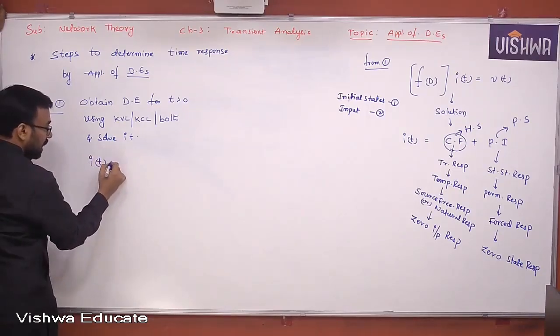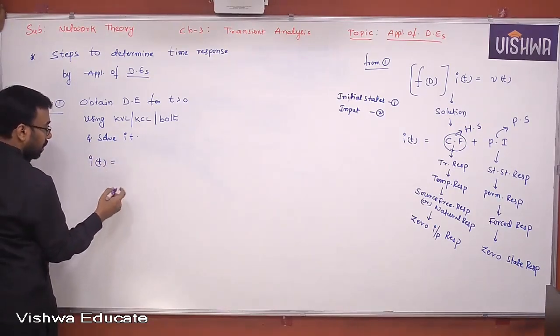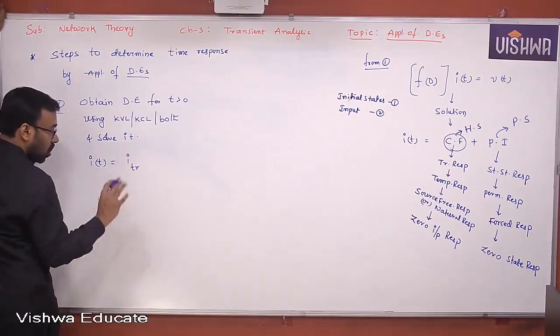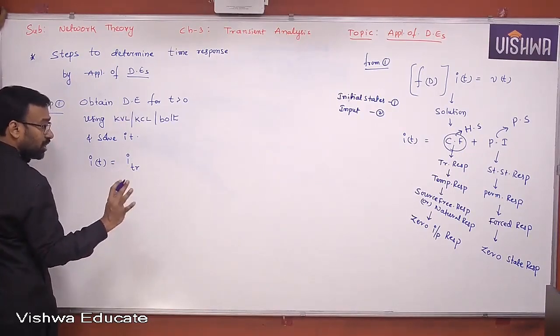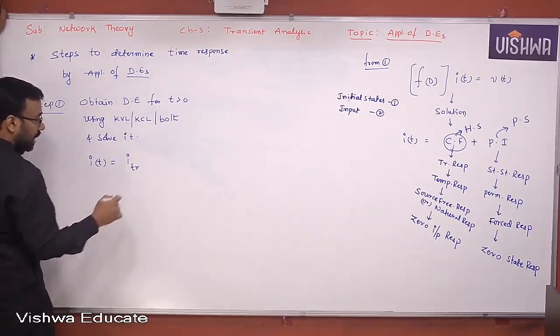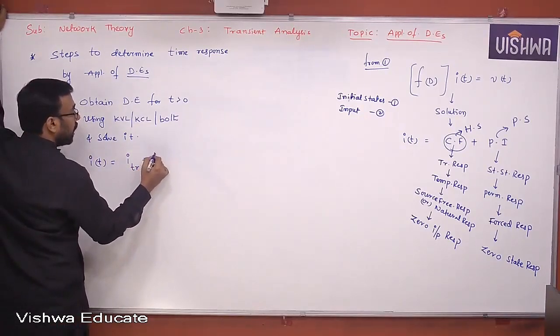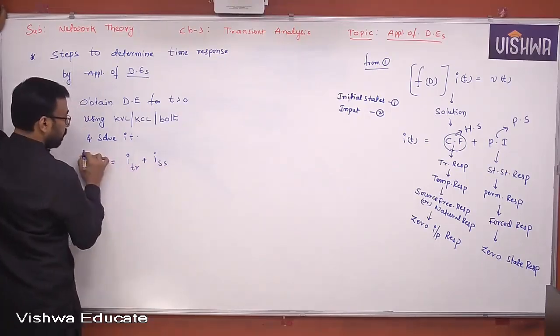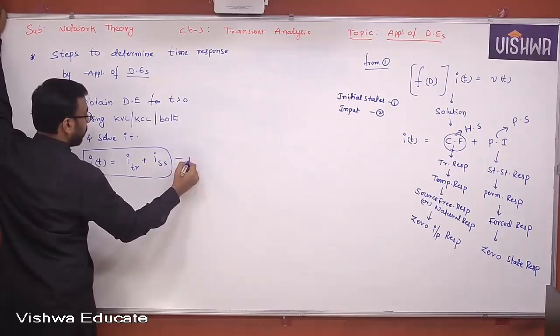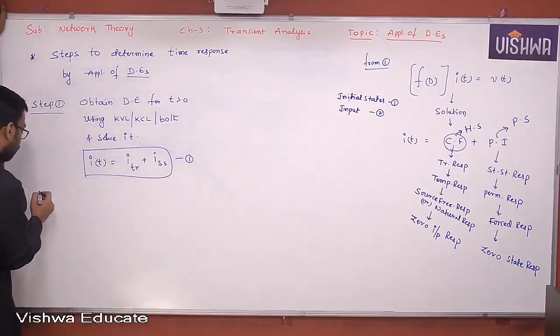I of t, for example, if you are working on current. Current I of t will become what? I_TR plus I_SS. I hope you understand now. No complementary function, particular integral terminology now. From now onwards, transient and steady state. I_TR plus I_SS.